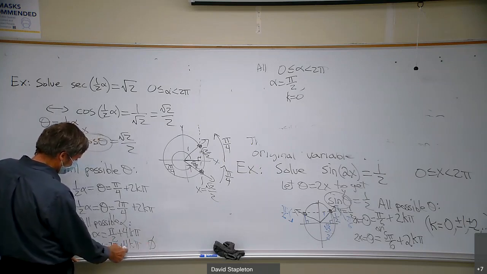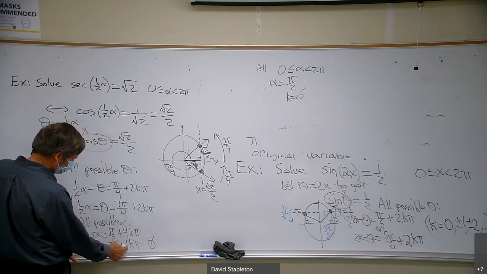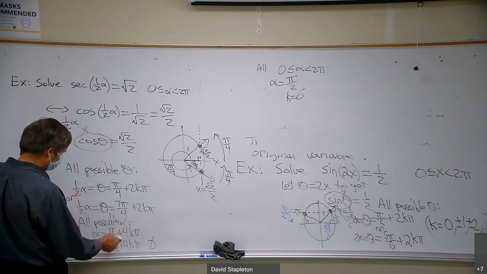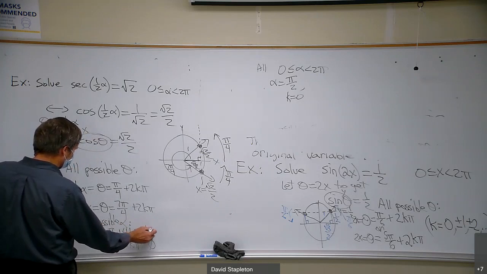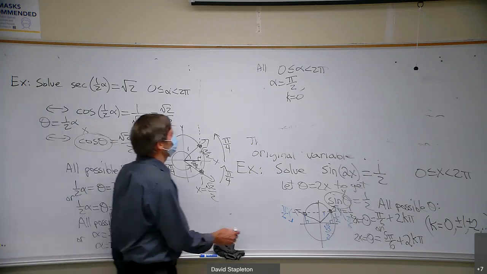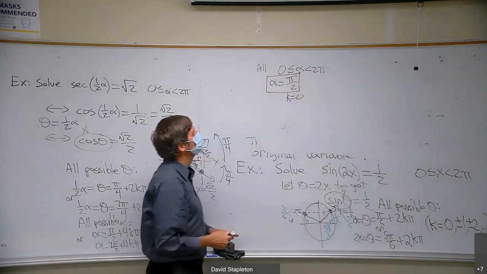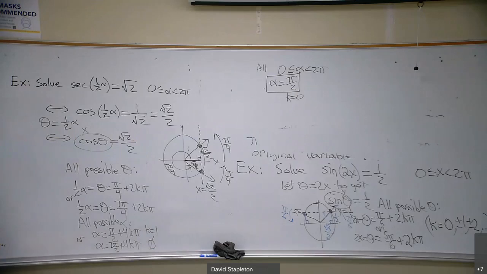k equals 1 is bigger than 2 pi. k equals 0 is bigger than 2 pi, and k equals negative 1 is less than 0. So there's just nothing that makes that one work. And so we actually get only one solution, the alpha equals pi over 2 solution from the first equation. Only a 90-degree angle satisfies this one. How about that? Secant of 1/2 alpha equals square root 2. Any questions on that one? It's kind of complicated, isn't it?